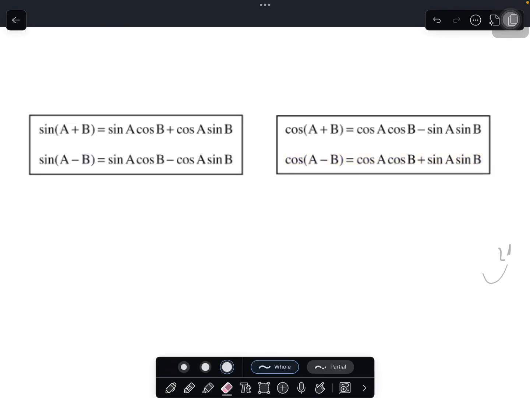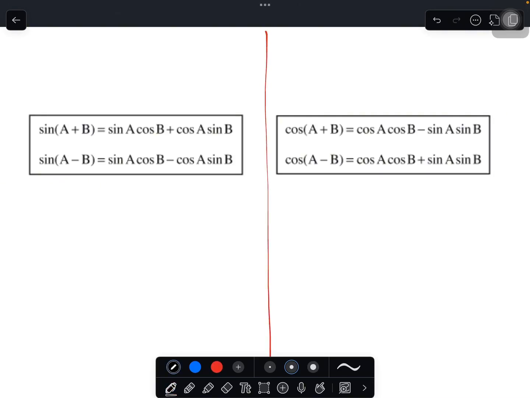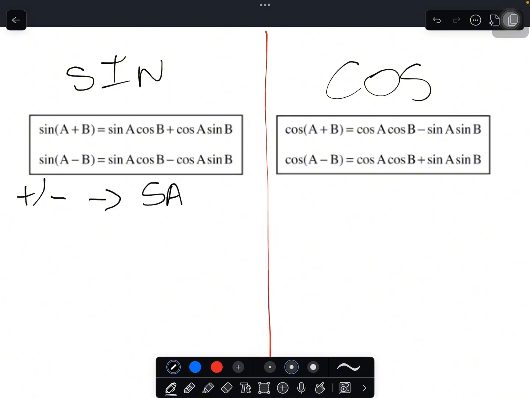Key tips for you guys to realize when doing this is, let's find the patterns with the sine and the cos. So what are the patterns here? We're going to draw a line straight through the middle, and we're going to look at our patterns for the sine and the cos. So with the sine, the plus or minus stays the same when we expand it, whereas for cos, the plus and minus change when you expand.